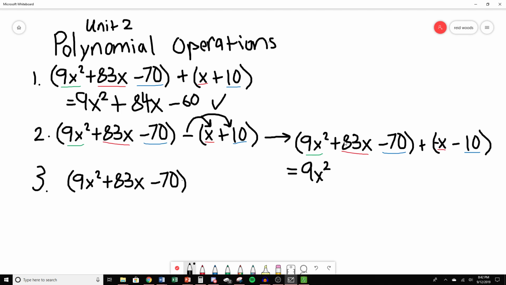Then we look at this one, 83x plus, this is a negative x now, so that actually makes this go down in value. We get plus 82x. Negative 70 plus negative 10, well, that's negative 80. We're done. Did you get that?